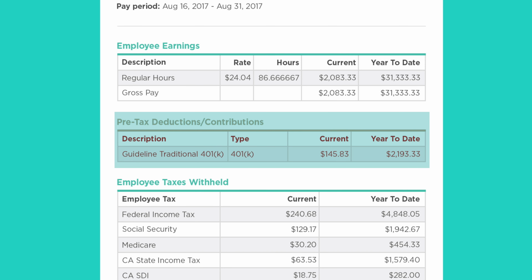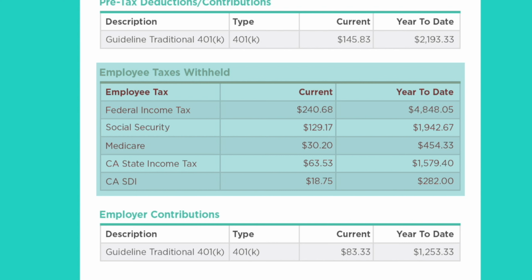Then employee taxes. These are state and federal income taxes, Social Security and Medicare, state disability in some states, and local taxes in some areas. Then post-tax deductions are things like garnishments, if that applies to you. Do all the math, subtract those out, and you're left with your net pay.